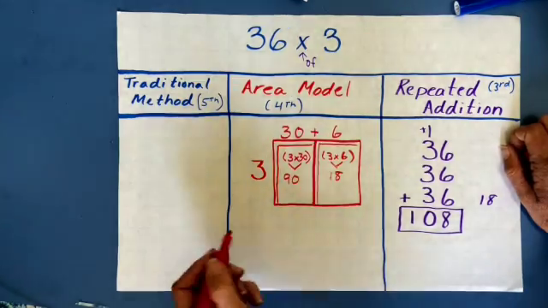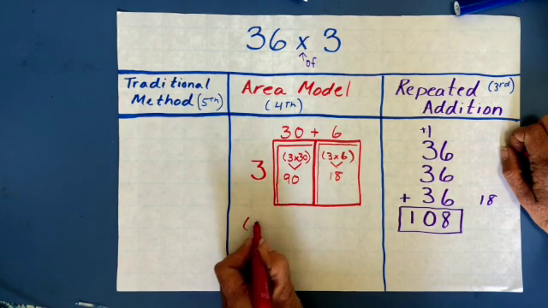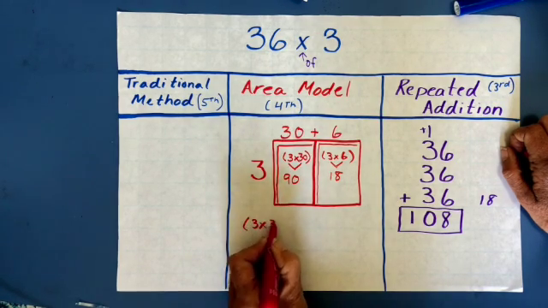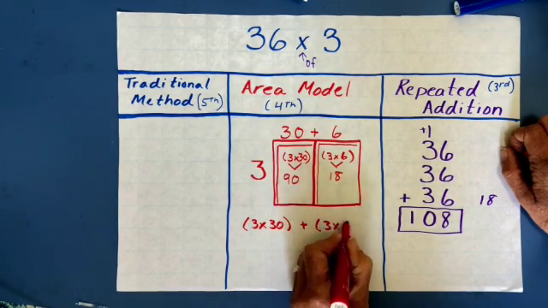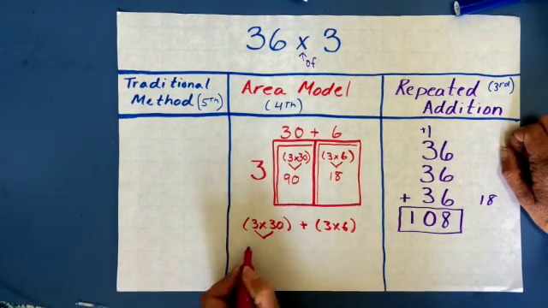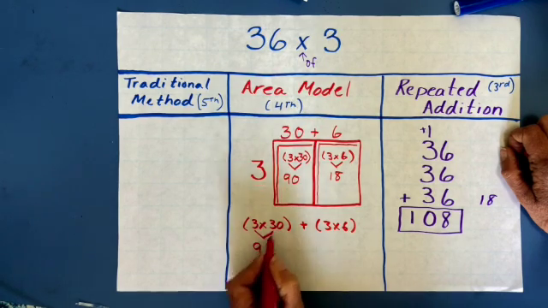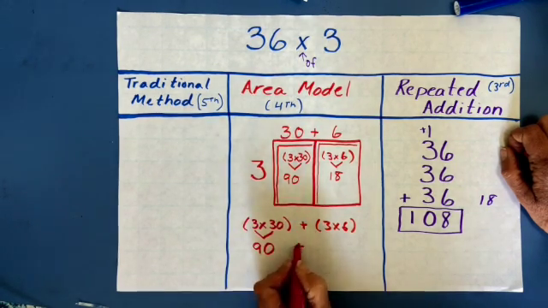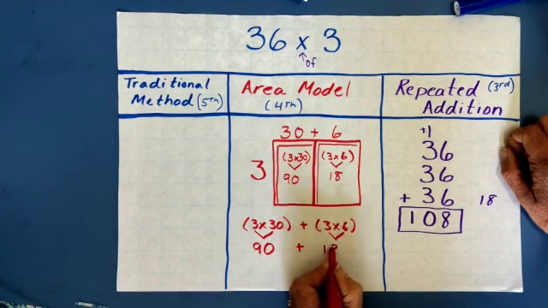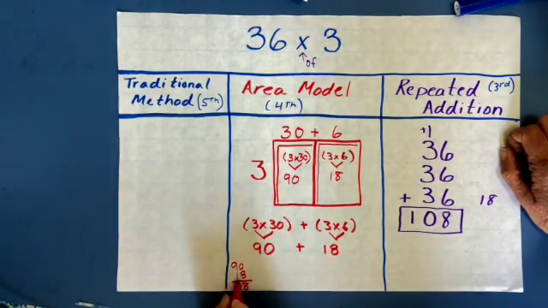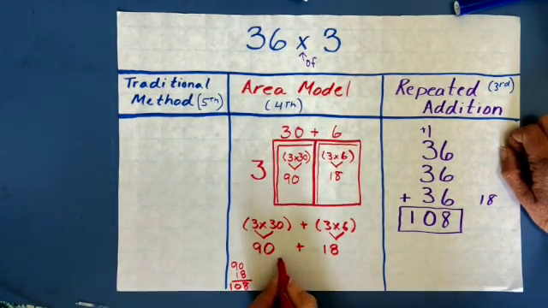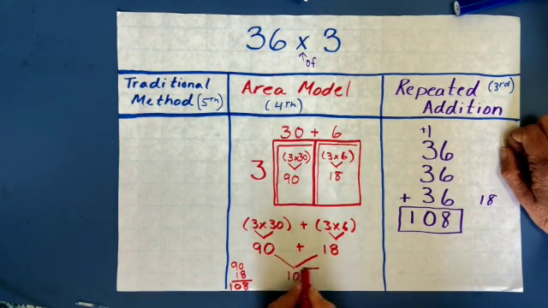Okay, so I'm going to write it like a partial product. So I just write the parentheses 3 times 30 plus 3 times 6. I solve. 3 times 3 is 9. I have a 0 plus 3 times 6, which is 18. Now I add these. I like to kind of do this up and down. So I get 8 and 9, 10. So I get 108. So 90 plus 18 is 108. Same answer.